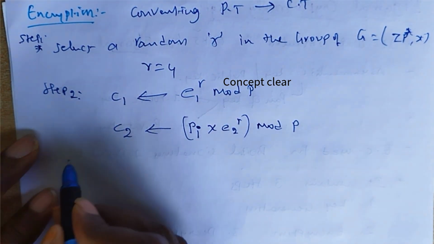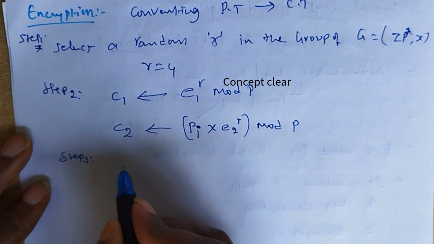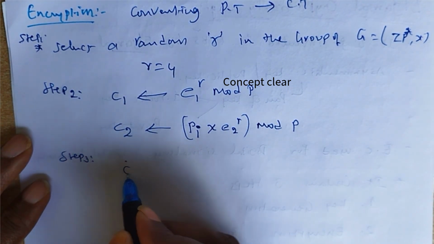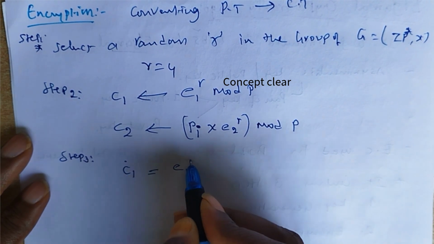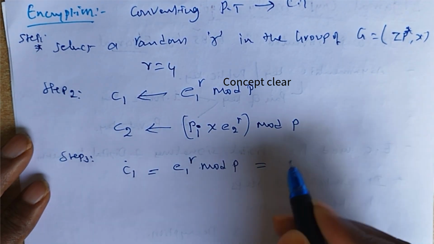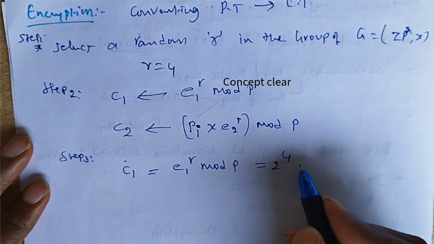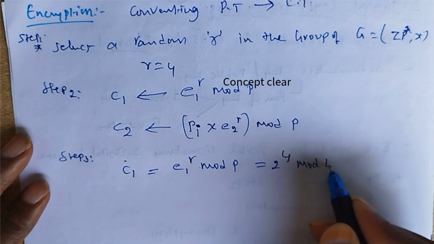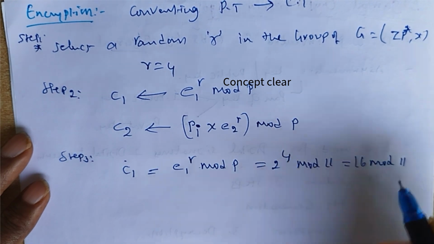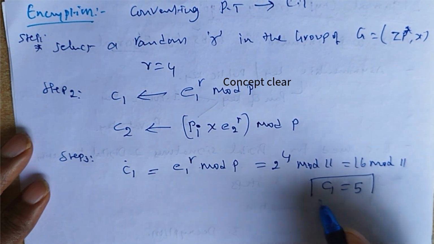Step 3. In step 3, we have to find out the two values. C1 equals E1 power R mod P. What is the E1 value here? E1 value is 2, R value equals 4, so 2 power 4 mod 11 equals 16 mod 11. So what is the value here? C1 equals 5. We are getting C1 equals 5.